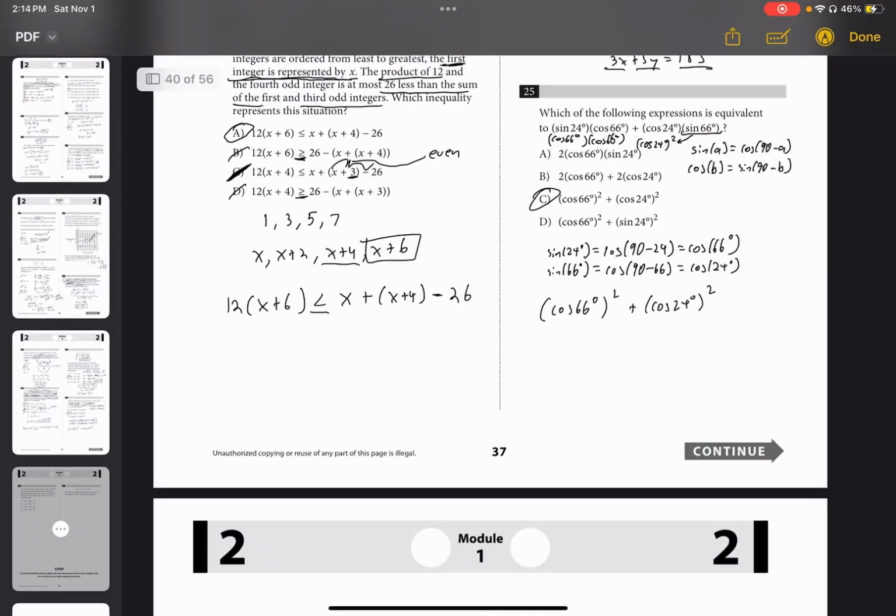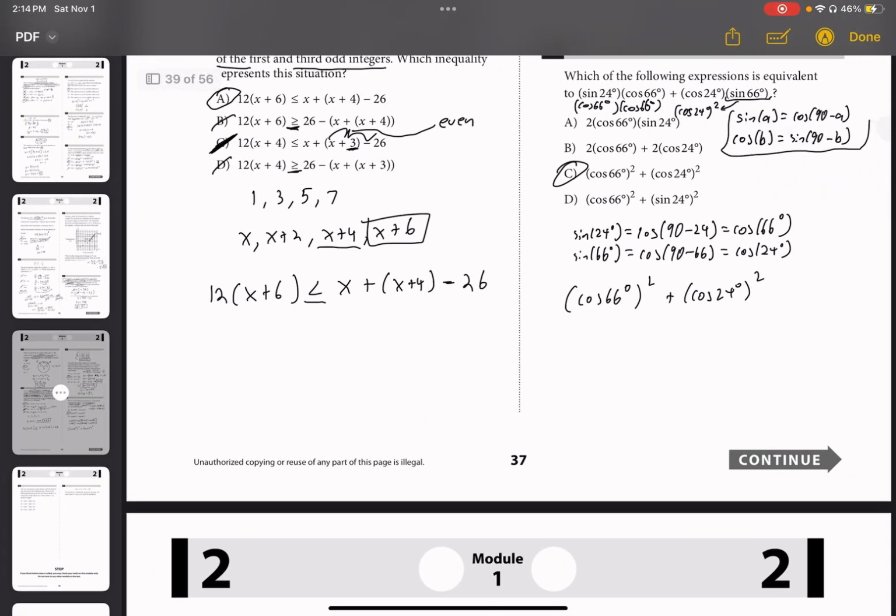Okay. So a little tricky, but as long as you know the formulas here, you'll be good to go.